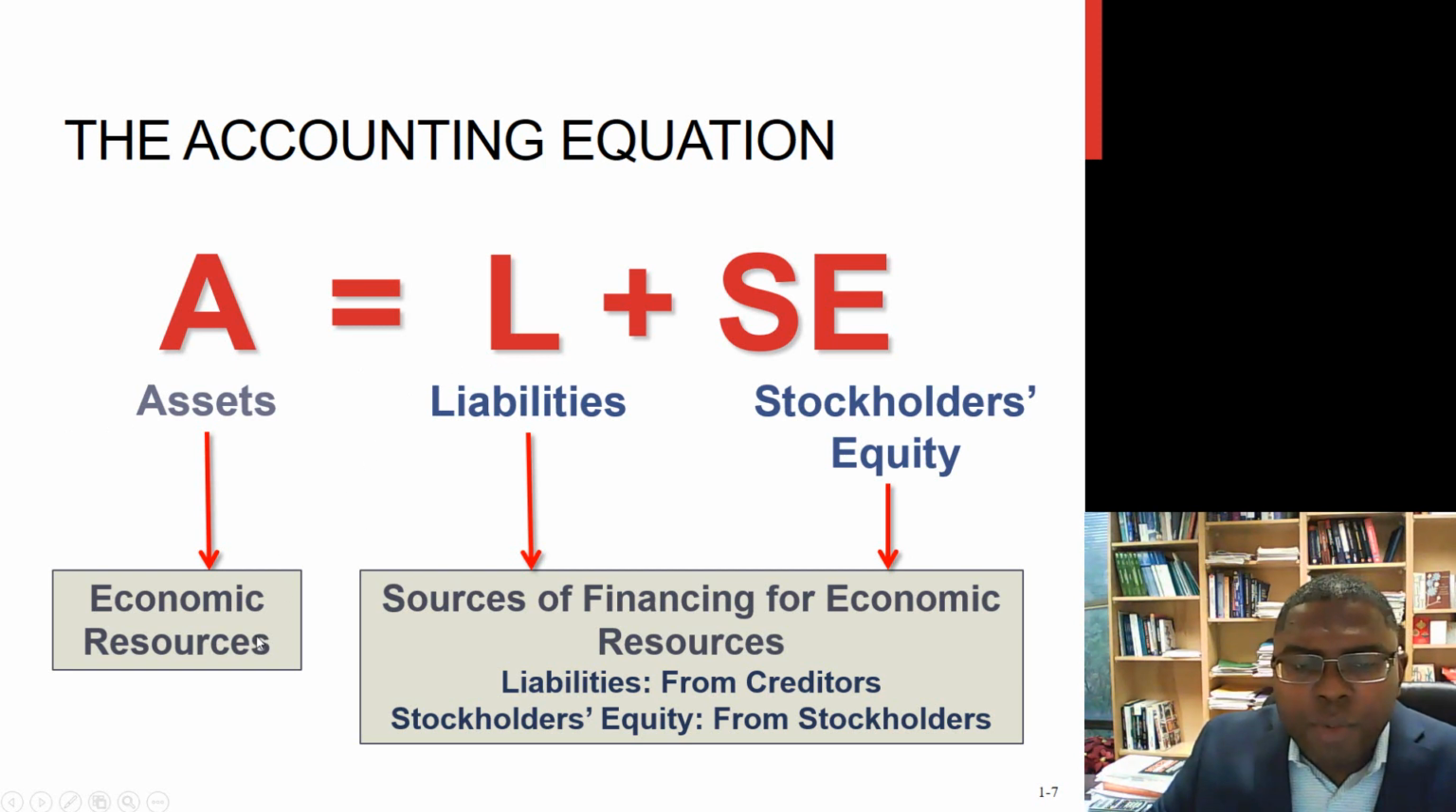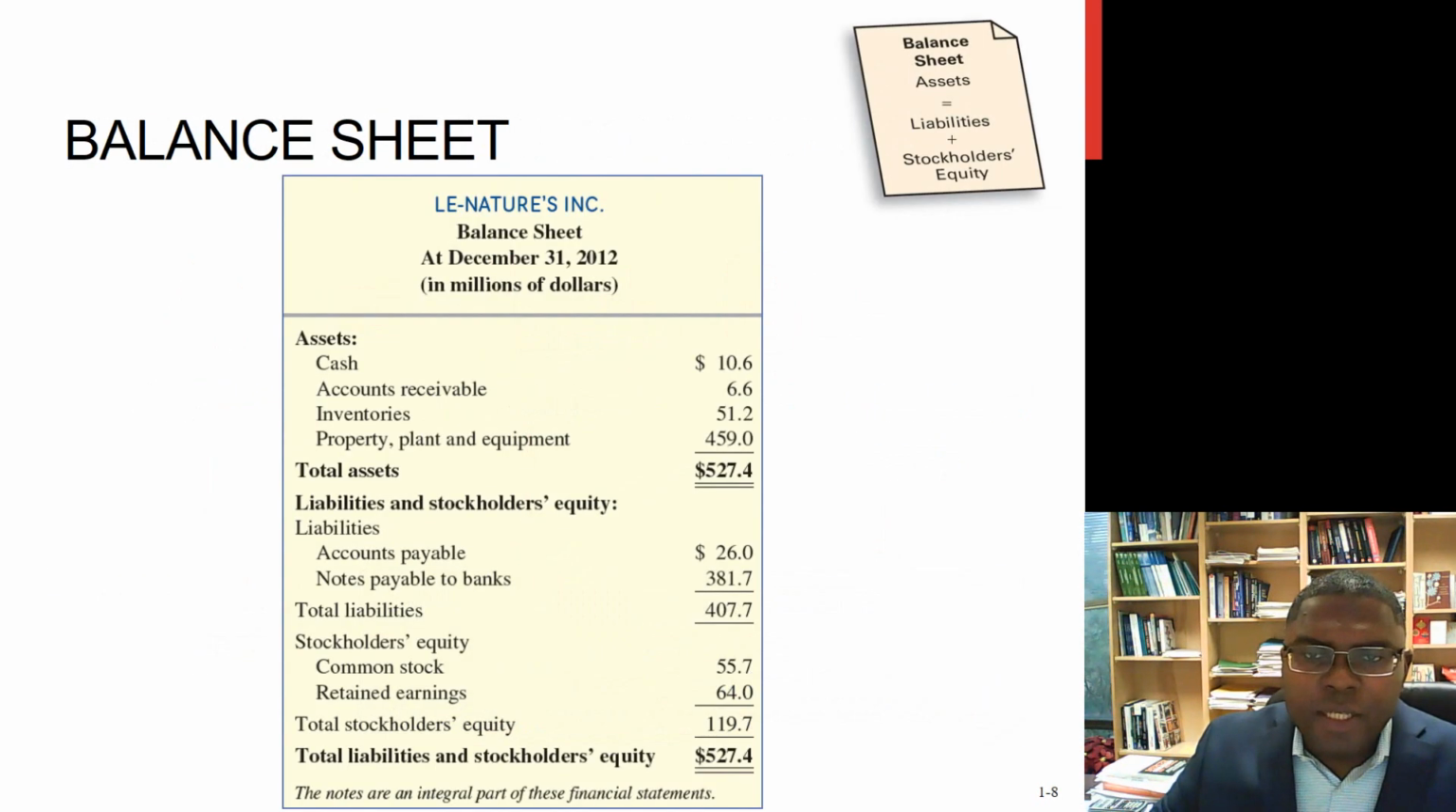So assets again are economic resources, which means they have future benefits. Liabilities and stockholders' equity are sources of financing the economic resources. They are the ways that we finance the assets of the company. The assets could be financed through liabilities, which is money from creditors, or through stockholders' equity, which is money from stockholders. So this is the accounting equation: assets equal liabilities plus stockholders' equity.